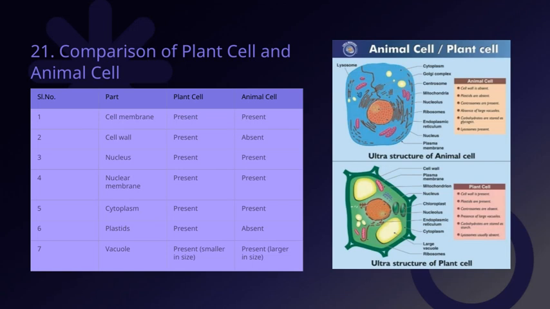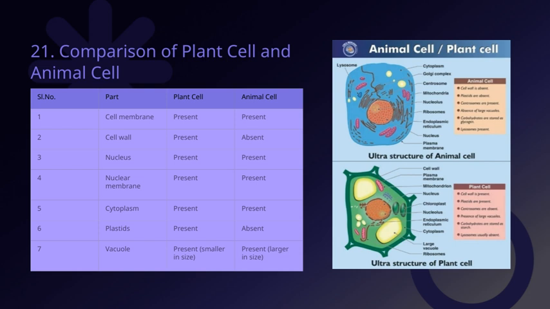Let's take a closer look at the comparison between plant cells and animal cells. Both types of cells have some common features, such as the cell membrane, nucleus, nuclear membrane, and cytoplasm, which are essential for their basic functions. However, there are some notable differences. For instance, plant cells have a cell wall, which provides additional support and protection, whereas animal cells do not.